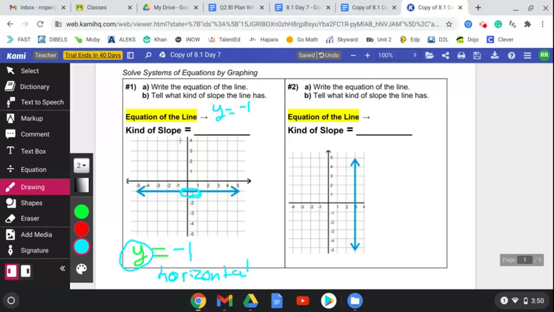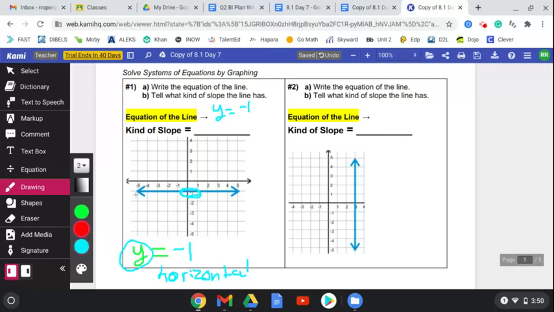Now, what kind of slope does this have? We've already talked about how there are 4 kinds of slope. There's positive and negative. Positive if it goes uphill, negative if the line goes downhill. There is zero slope, and there is undefined slope. So what kind of slope does a horizontal line have?